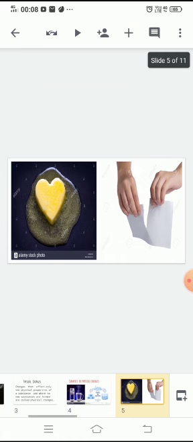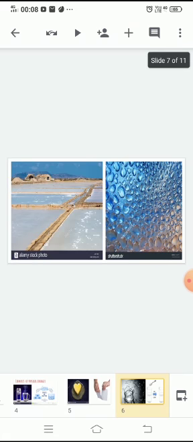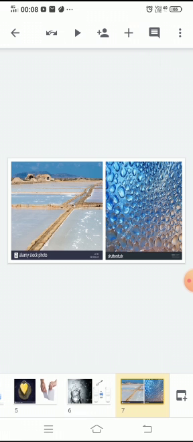Some other examples of physical changes are melting of butter, tearing of paper, breaking of glass, dissolution of sugar in water, evaporation of seawater, and condensation of water vapor. These are all some examples of physical changes.